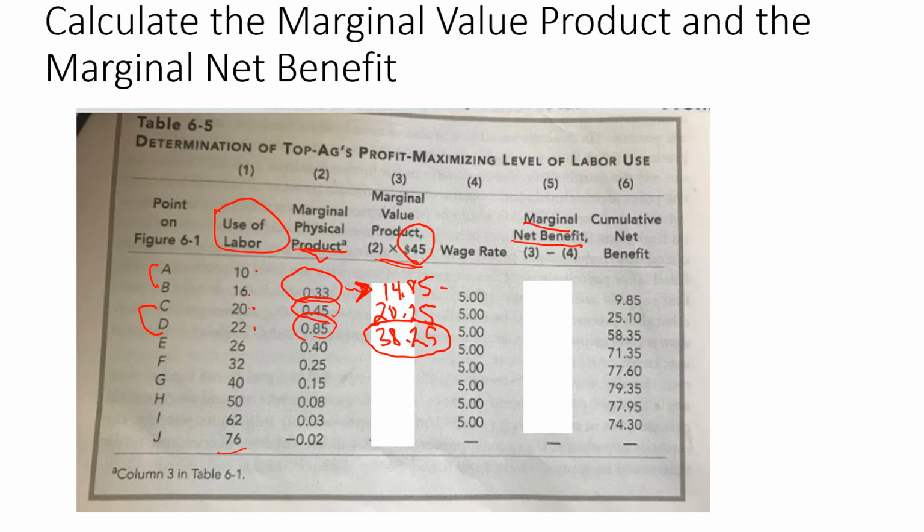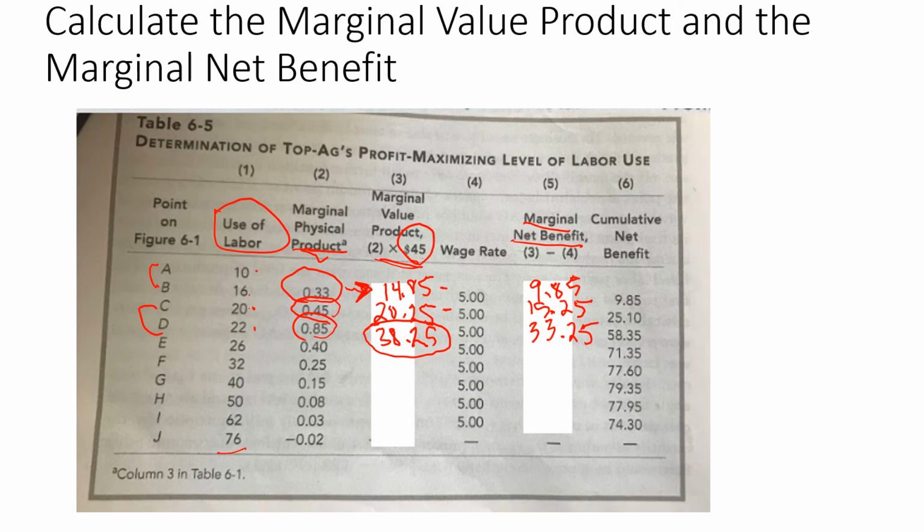So $14.85 minus $5 an hour, that's really cheap for a wage rate, but we are at $9.85 the company is making from that A to B point. When the marginal value product is $20.25 and you subtract the wage rate from that, the company is making $15.25. When it's at $38.25, the company is making $33.25 on each additional unit of labor or each additional hour that we are hiring somebody to work.